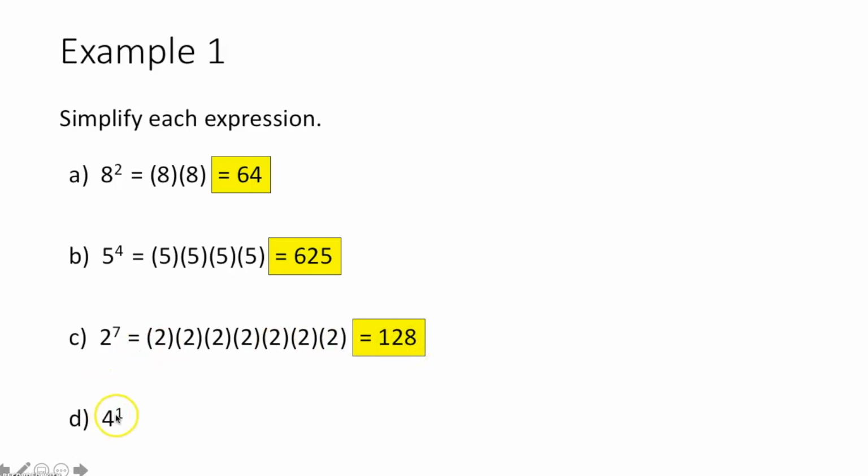Lastly, we have 4 to the first power. That's multiplying 4 by itself 1 time. So it's just 4, and you're done.